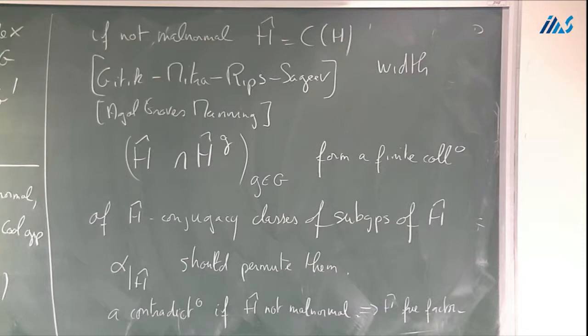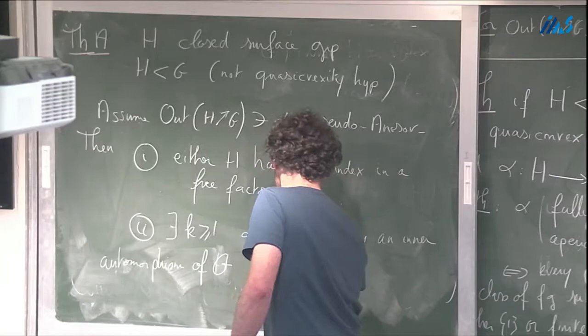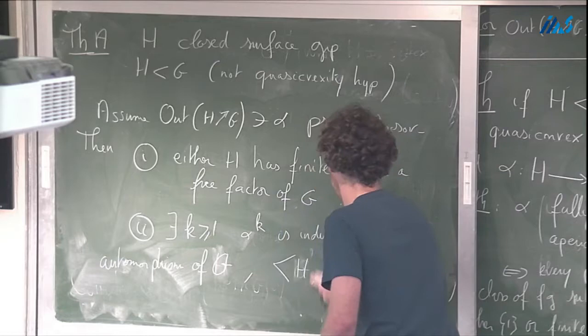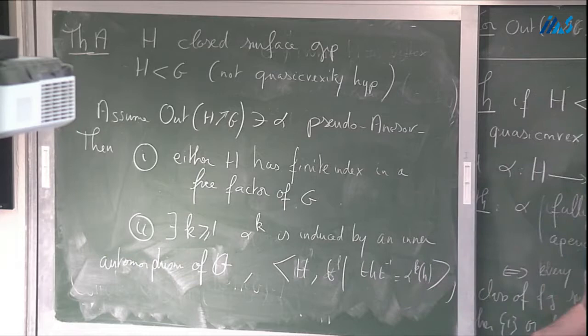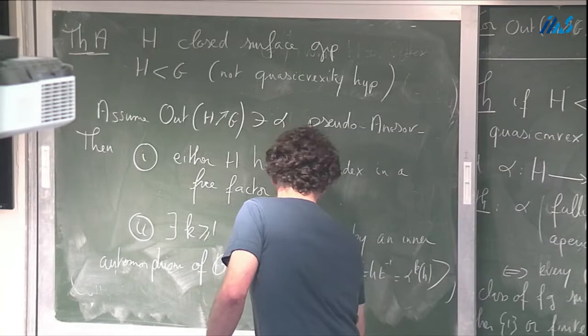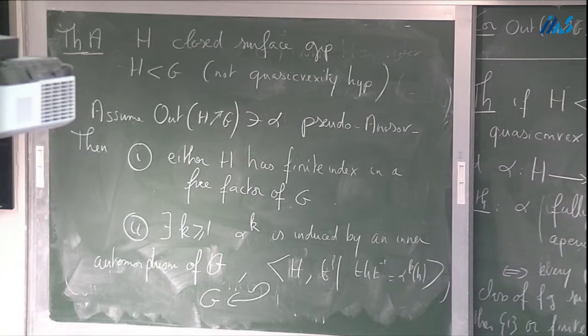Okay. So what this means is that we can say more. I mean, the mapping torus, let me denote it like this, H t H t minus one. So the mapping torus of alpha k now embeds into G. So in particular, it's not quasi-convex. And what you really see is one of these hyperbolic three-manifolds that fiber over the circle, inside the group G.